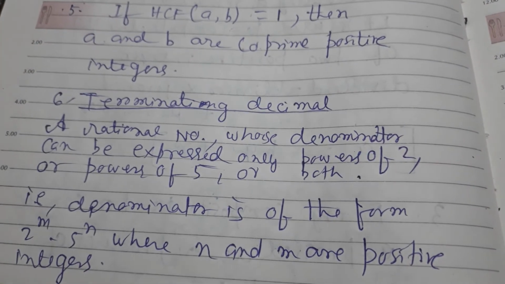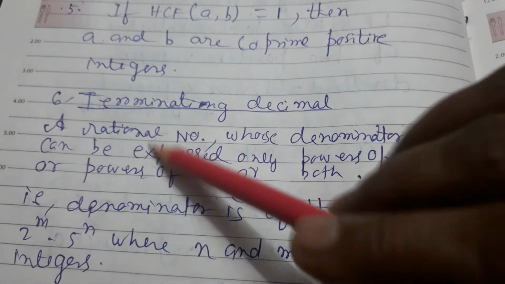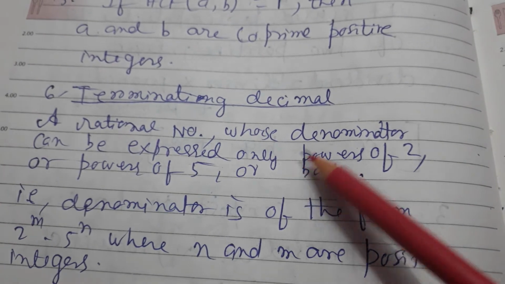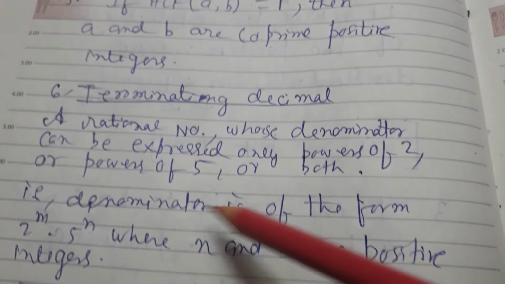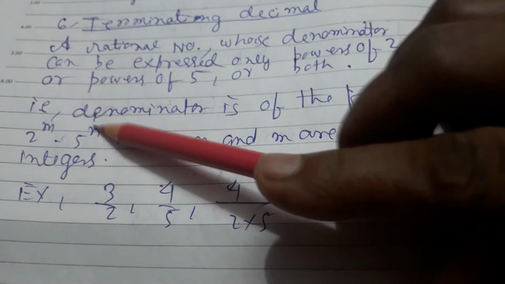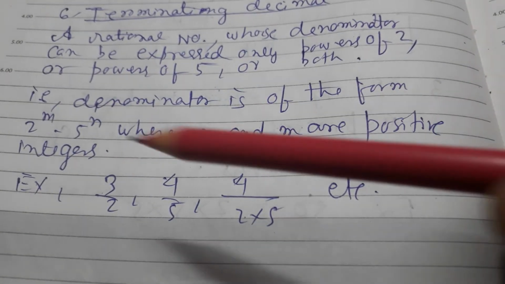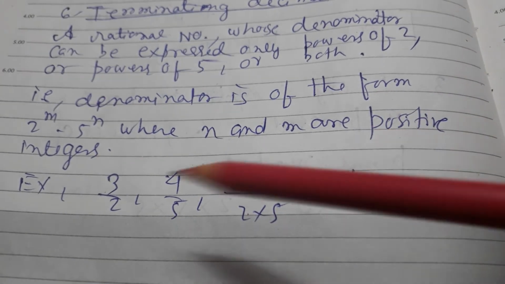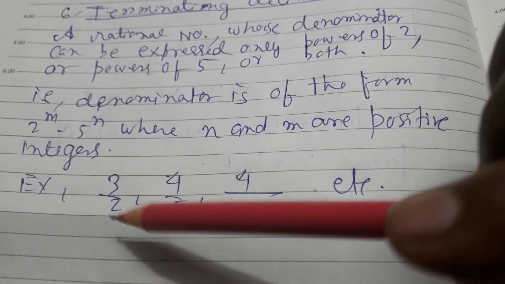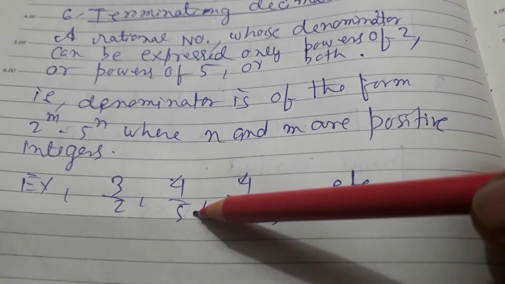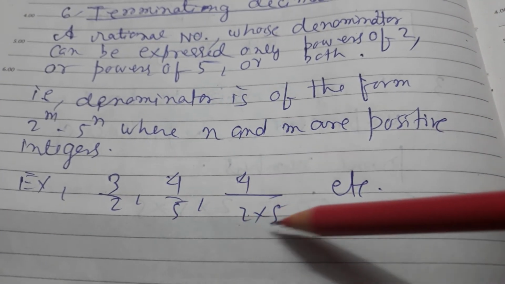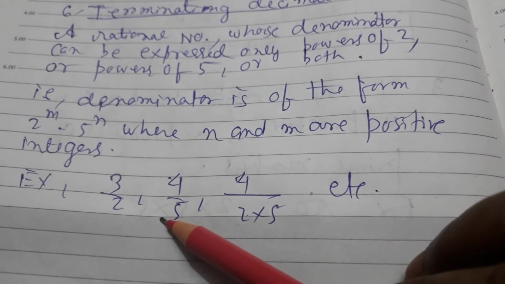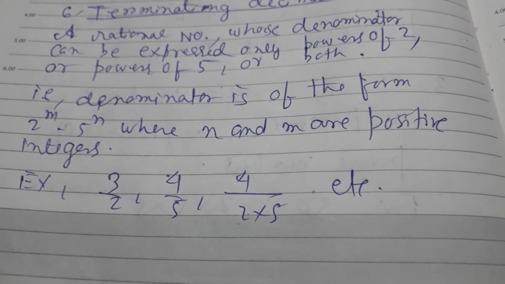Now, terminating decimal. A rational number whose denominator can be expressed only as a power of 2 or a power of 5 or both. That is, the denominator is of the form 2 to the power m and 5 to the power n, where m and n are positive integers. Example, 3 by 2, denominator is 2; 4 by 5, denominator is 5; 4 by 2 into 5. You look here, in all the numbers, the denominator is either 2 or 5 or both. So they are terminating decimals.